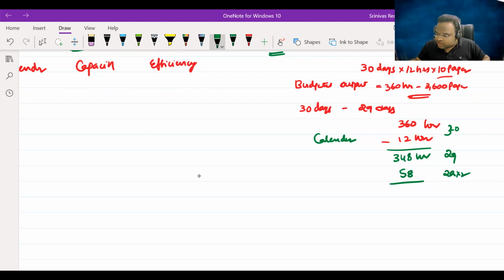348 minus 58 is 290. Have you got this 290? Sir, now you have decided to read for 29 days. Understand the logic of the numbers. This is where I'll take you to these variances. If I directly take the standard hours, actual hours, and so on, you'll not understand. Take these numbers in your mind, then you can understand the logic here.